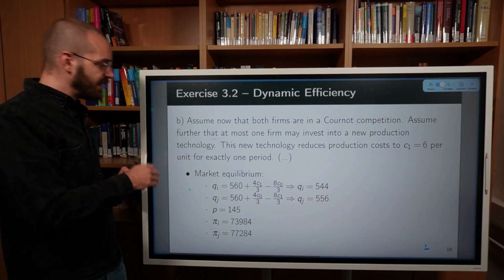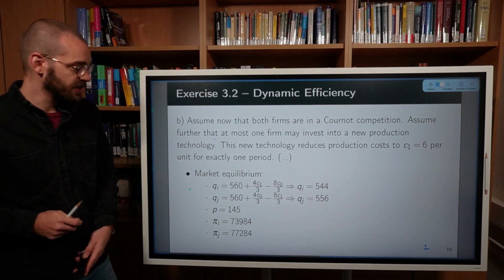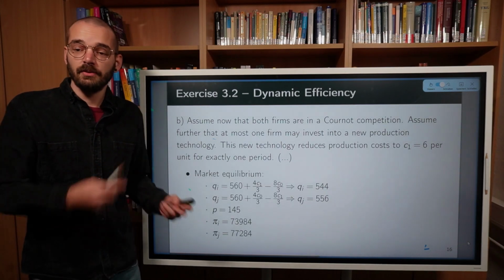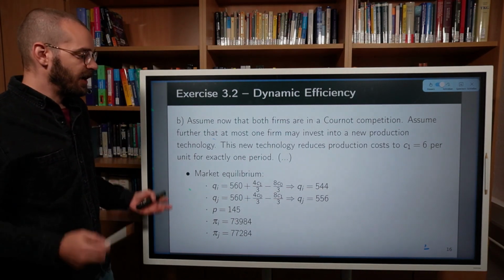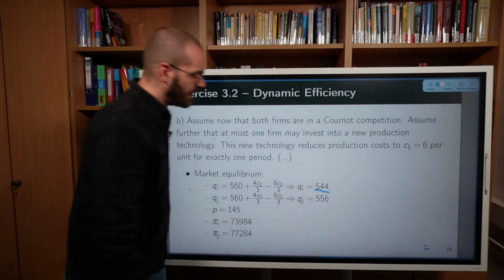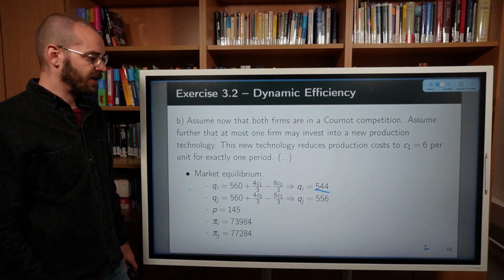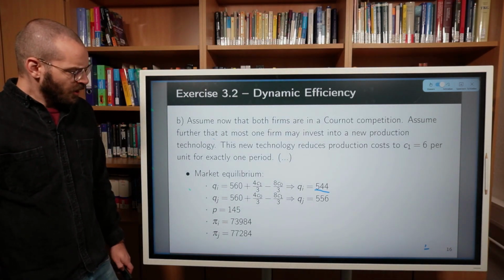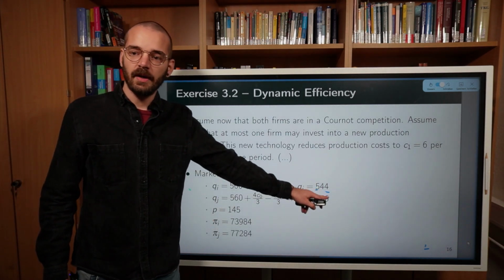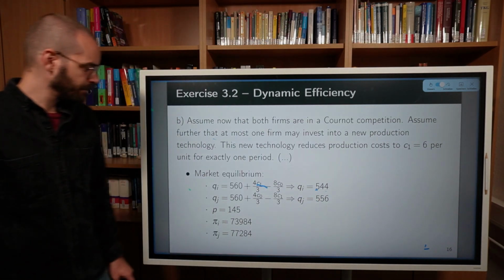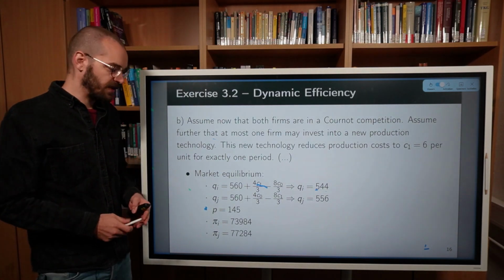Aside from this, finding the market equilibrium is done in the exact same way in which we did it previously. So we stated the reaction functions of both firms on this slide. Using these reaction functions, we can substitute them into one another and find the intersection of the reaction functions, and by doing so, we will find out that firm I has a market equilibrium quantity of 544 and firm J has a market equilibrium quantity of 556. So noticeably, the firm without investment now has an equilibrium quantity that is lower than the one of the firm with investment. The price, of course, is the same for both firms. That's just how this model is assumed to function.